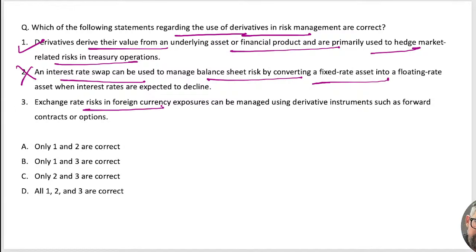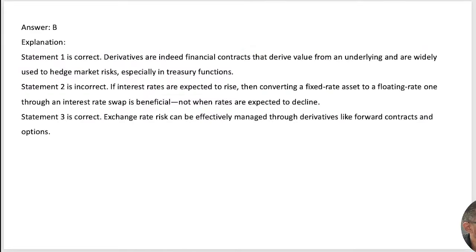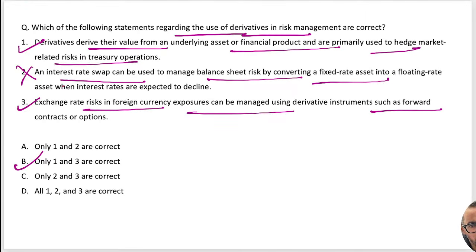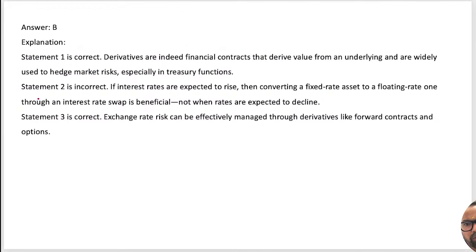Exchange rate risk and foreign currency exposure can be managed through derivative instruments such as forward contracts or options. So 1 and 3, B should be the right answer. Why not D? D should be wrong. Interest rate swap, balance sheet risk, what is the answer? If interest rates are expected to rise, then converting a fixed rate to a floating rate through an interest rate swap is beneficial, not when they are expected to decline.